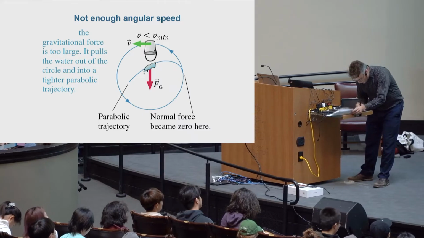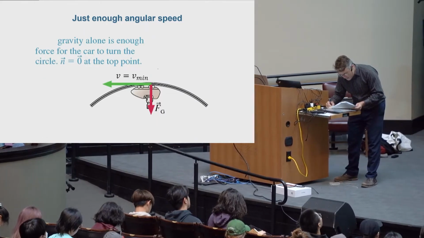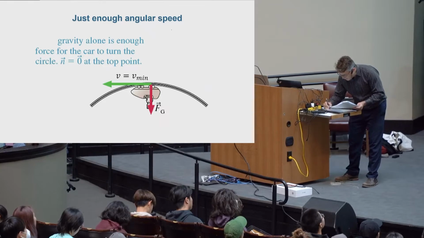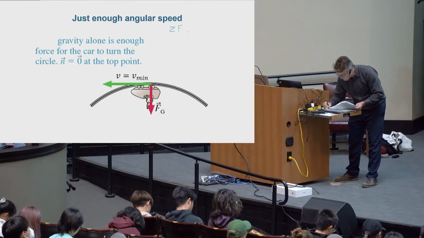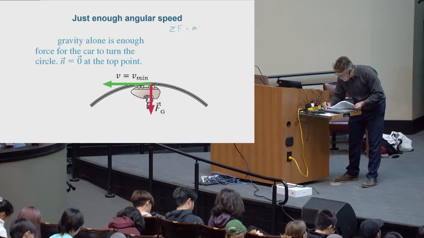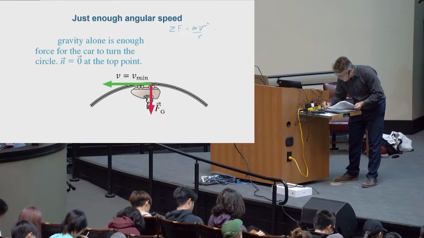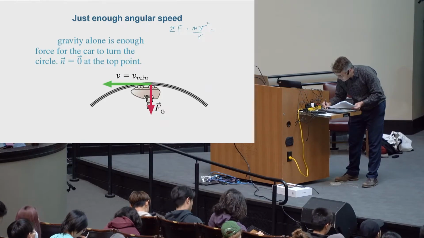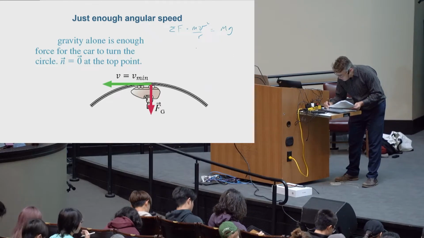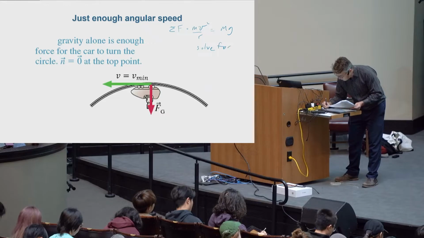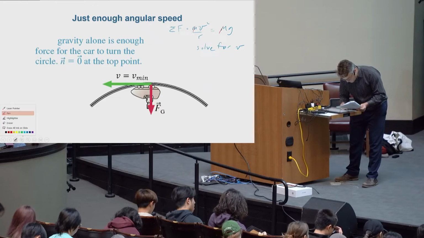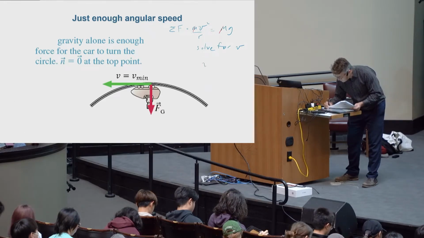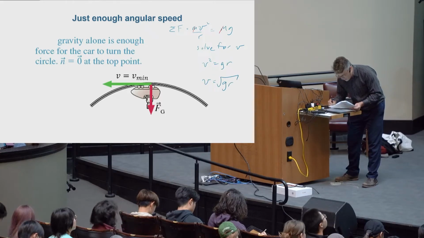Going back one slide, let's put this on here. Again, the sum of all the forces is equal to mv squared over r. In this case that is just mg. You can solve for v by dividing both sides by m. So v squared is equal to g times r, and v is equal to the square root of g times r. That's where that minimum comes from.